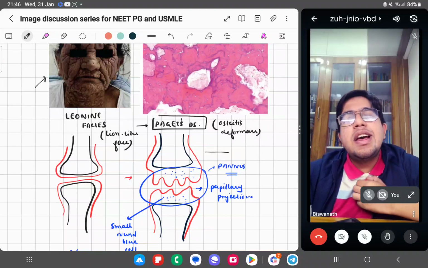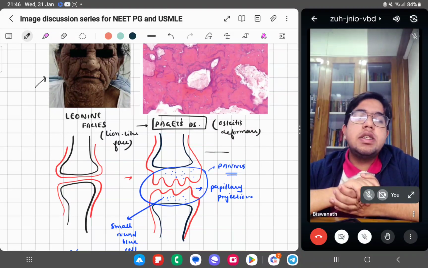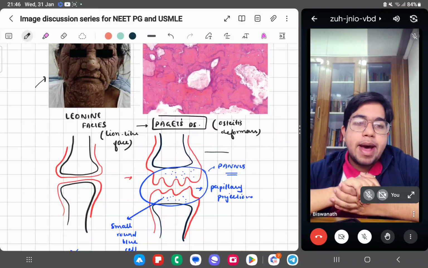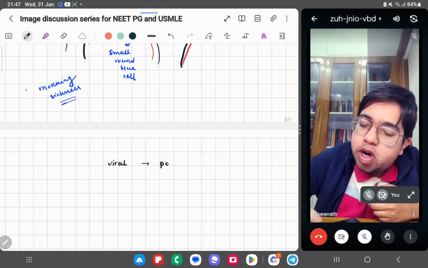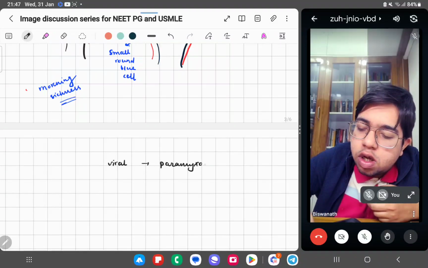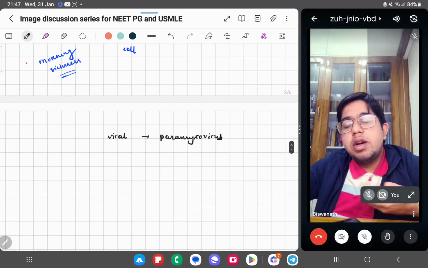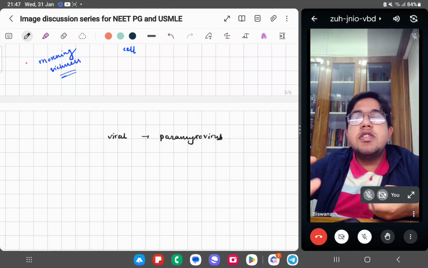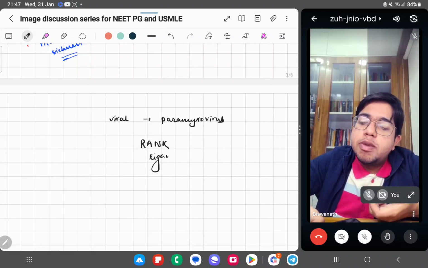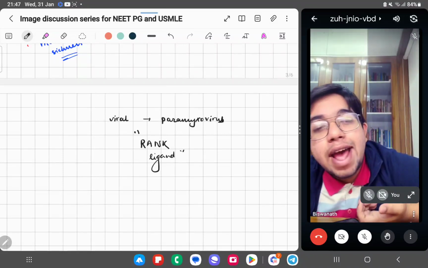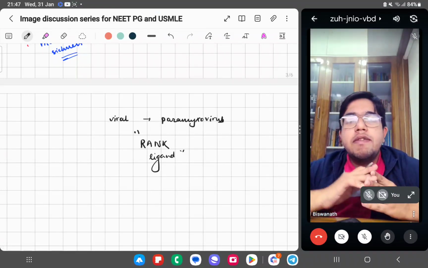Many etiologies have been suggested for Paget's disease, but we don't have a particular proposed etiology. Some say it is due to a viral cause, like paramyxovirus or rubella. And if it is not viral, some say it is due to mutation, a very common one being RANK ligand. If there is a mutation of RANK ligand, it may cause Paget's disease. So many explanations are given for Paget's disease.